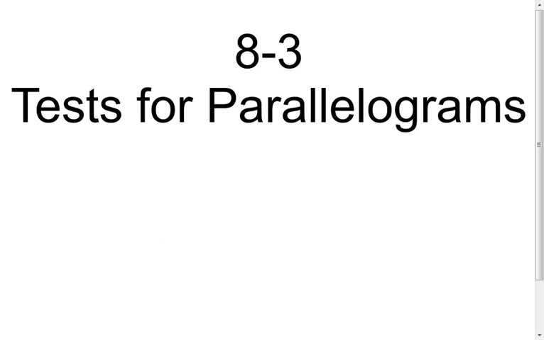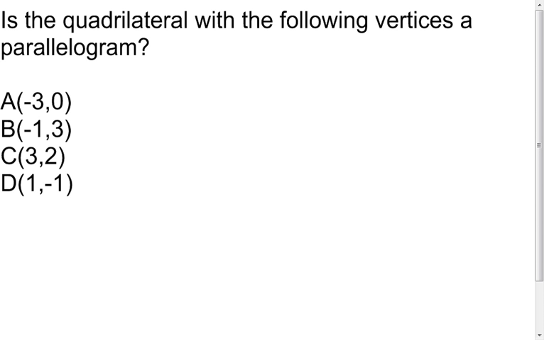Here we're going to look at one example, and I'm going to look at it 3 different ways using my test for parallelograms. It tells me that I have a quadrilateral, and it gives me the 4 vertices of it. And I want to figure out, is this thing a parallelogram or is it just a quadrilateral?